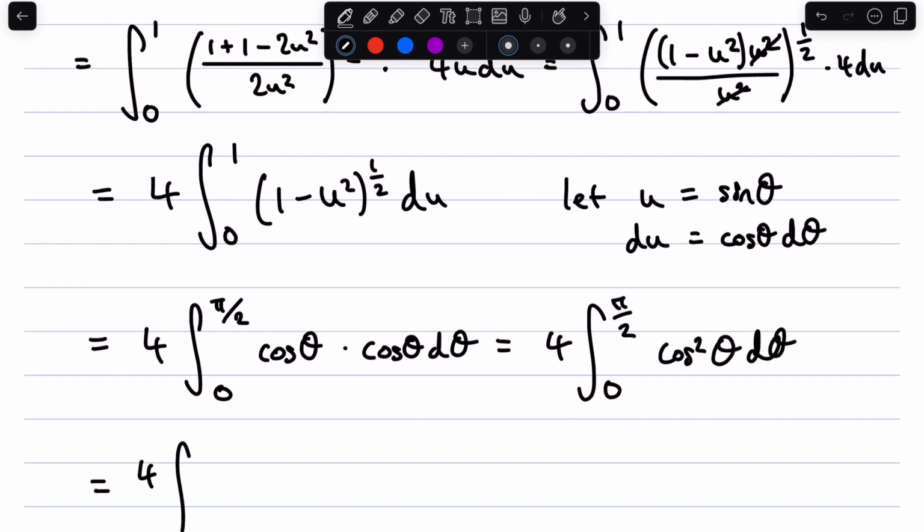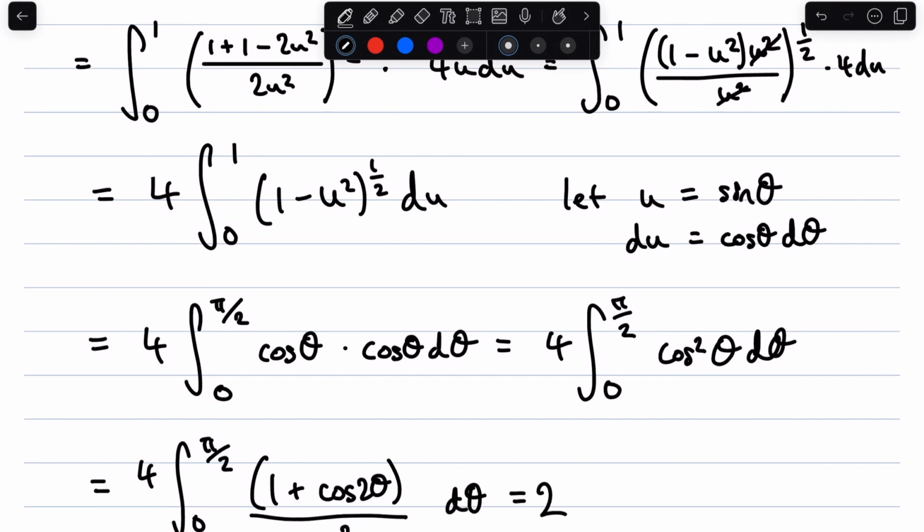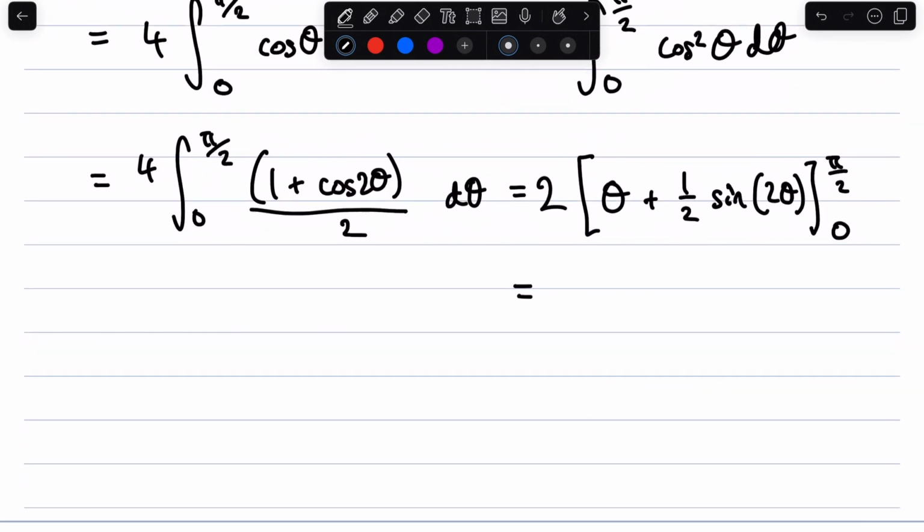And our cos squared, from the double angle formula of cos 2 theta, is just 1 plus cos 2 theta all divided by 2 d theta. And so we're left with 2, because we can take this half out and it'll become 2 on the outside, so it's just 1 plus cos 2 theta, 2 times theta plus a half of sine 2 theta between pi over 2 and 0, and this just results in pi.